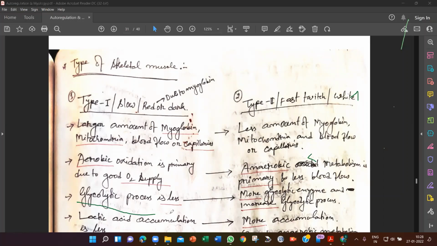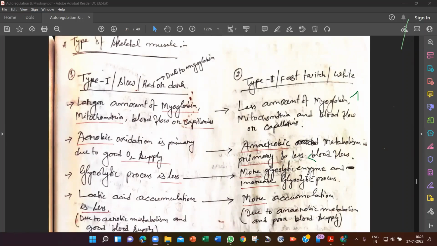Here the glycolytic process is less in type 1, but in type 2, because it is anaerobic metabolism, the enzymes required for the glycolytic process are present in rich amounts in these cells compared to type 1 muscle. And lactic acid accumulation is less in type 1, but in type 2, because of anaerobic metabolism and poor blood supply, lactic acid accumulation is more.